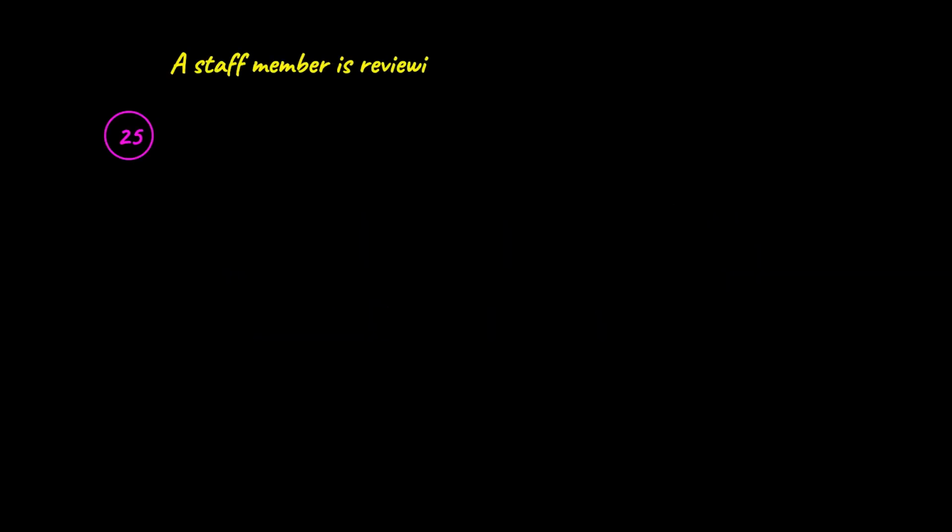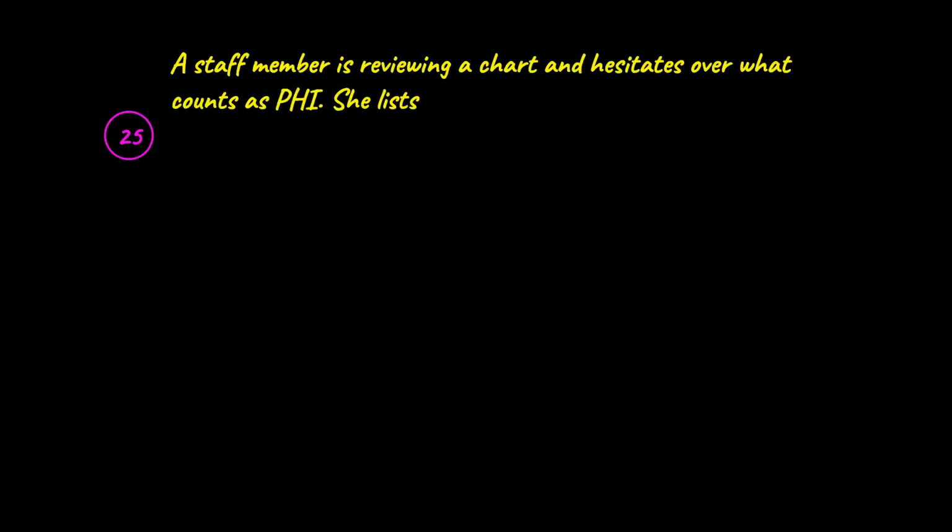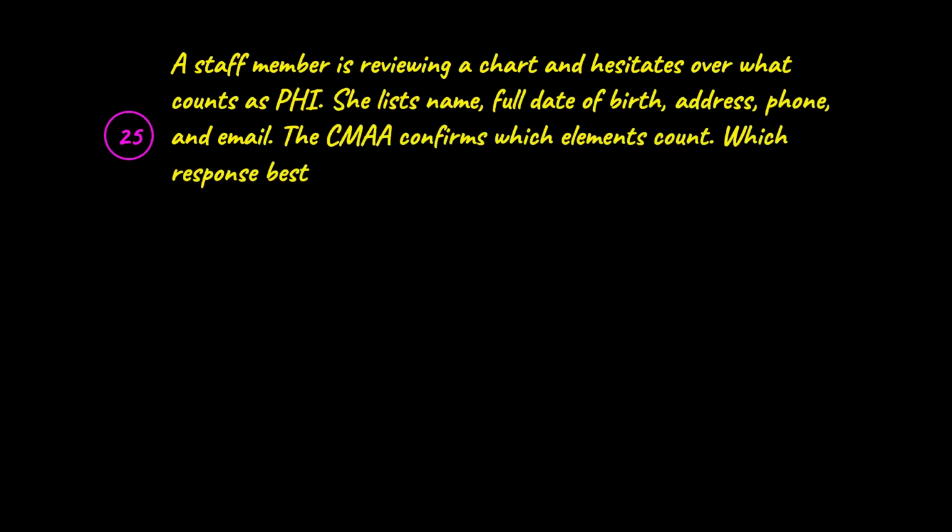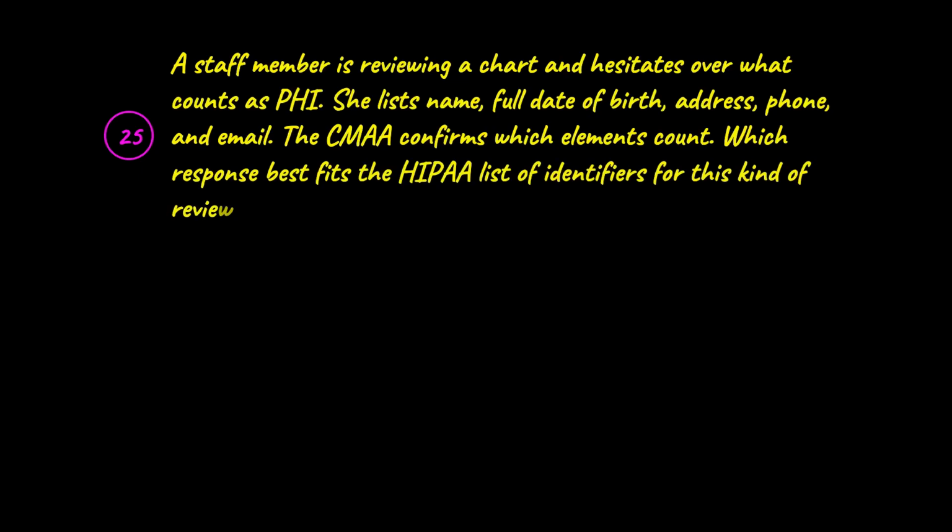Question 25. A staff member is reviewing a chart and hesitates over what counts as PHI. She lists name, full date of birth, address, phone, and email. The CMAA confirms which elements count. Which response best fits the HIPAA list of identifiers for this kind of review of items in the chart?